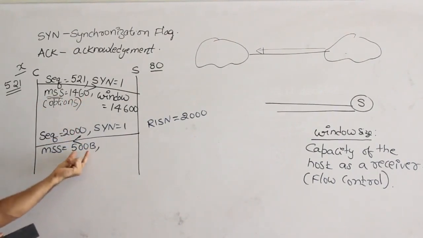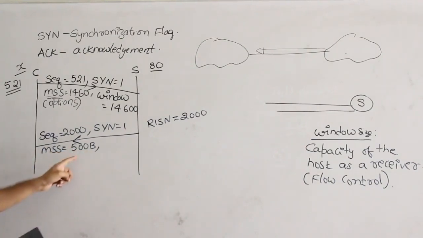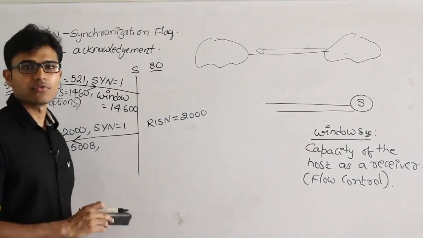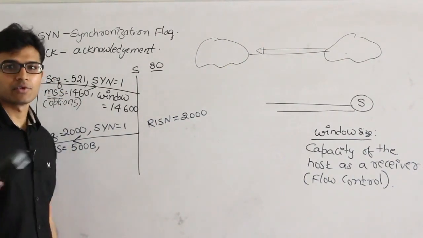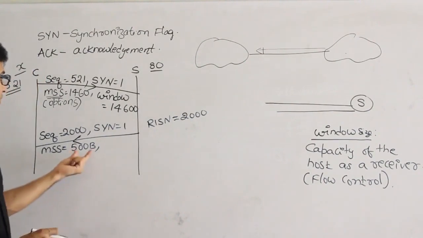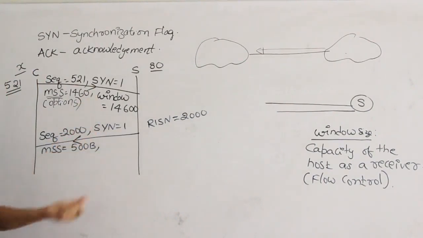I can send only 500 bytes, and you too please send me only 500 bytes. If you send more than 500 bytes in my network, there will be a fragmentation headache and I don't want to face it. Therefore this side is saying 1460 is the MSS in my network, the other side is saying 500 is the MSS in my network, then both of them will come to the minimum, which means both of them should agree for 500 only. That is how it is a kind of negotiation going on, right?